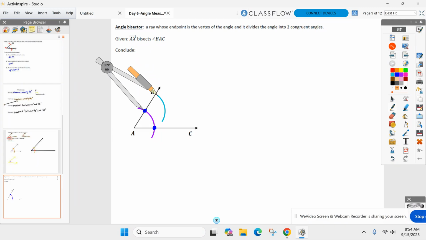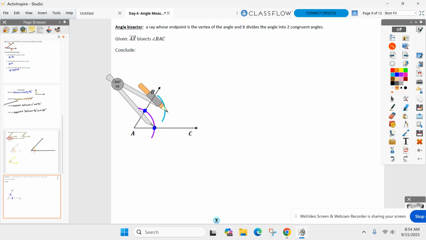So you've made an arc above, right? Everyone's good? Please put your compass point on the other point of intersection. Right now it's on the one point. Now put it on the other point. And here's what you want to do. Make a third arc that intersects the previous one.